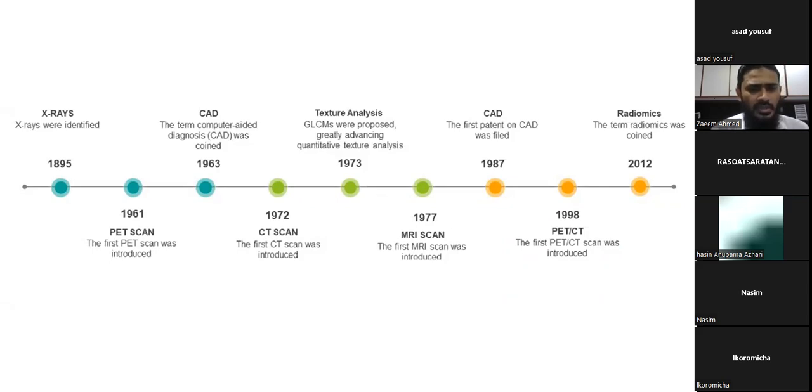The term computer-aided diagnosis was coined in 1963. It's basically using computational features to diagnose some disease with the help of imaging. The first texture analysis was done in 1973, and some texture features were proposed in 1973. The first patient study with the help of texture analysis was in 1987. And the term radiomics was coined in 2012, quite recently.